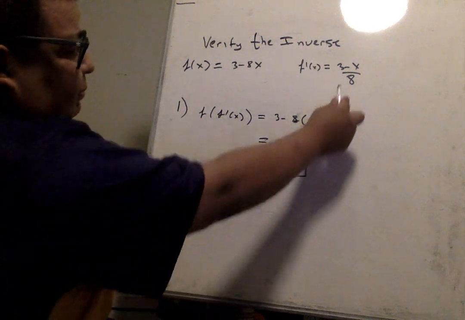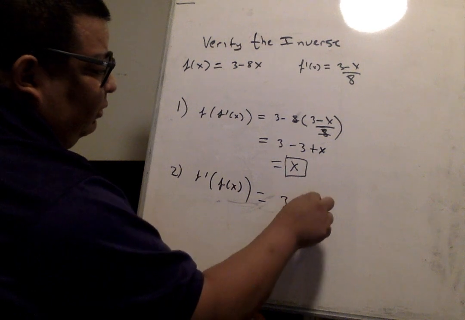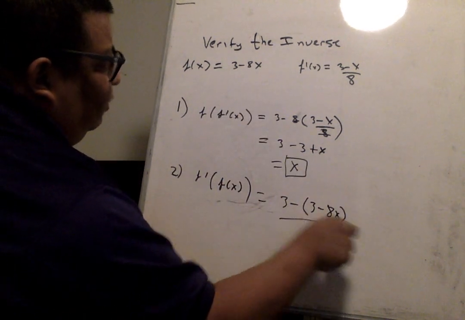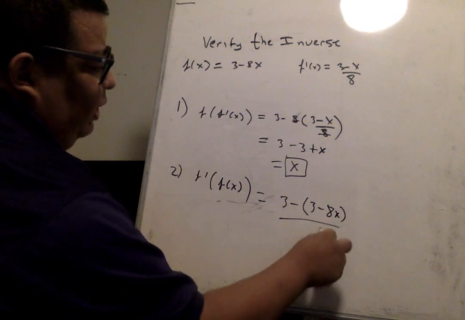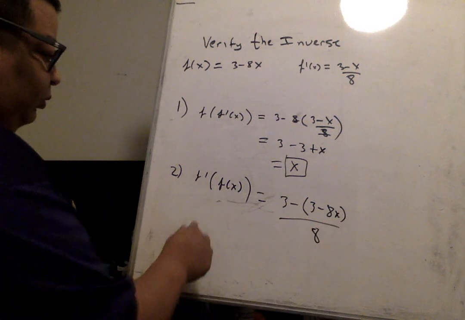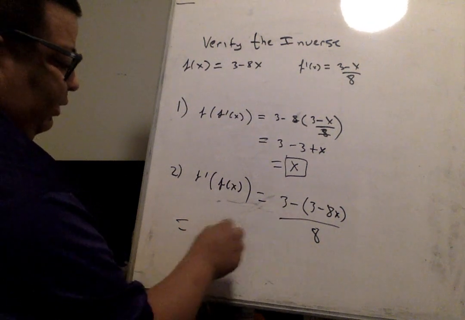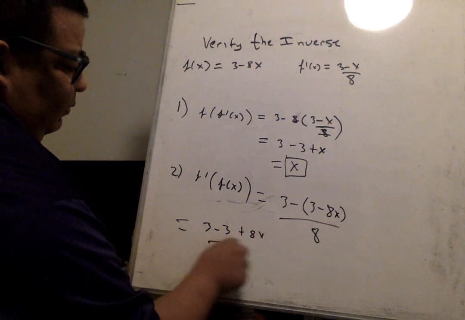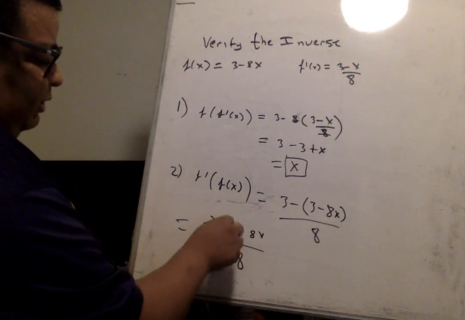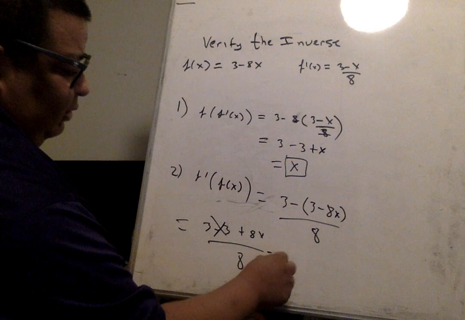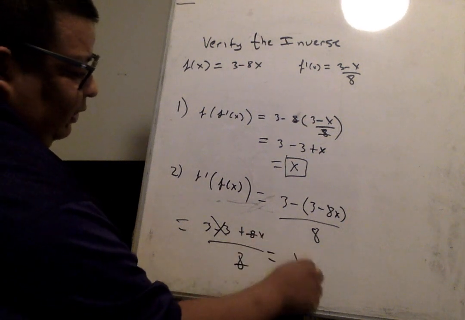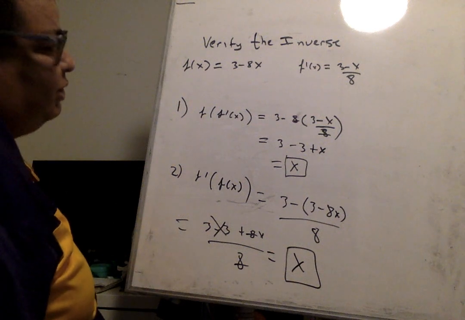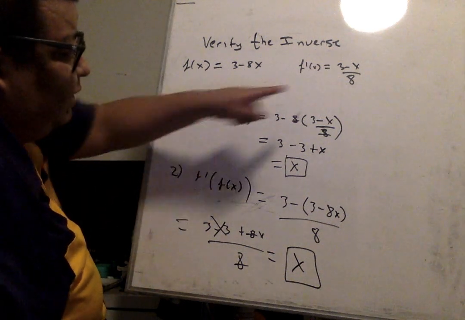Okay, so now we take the inverse, we do 3, and we plug in this here: (3 minus 8x) all over 8. So okay, let's combine. 3 minus 3 plus 8x, all over 8. So this cancels. We're left with 8x over 8. We cancel the 8, so we're left with x. Once again, we get x and x. That means that we do have an inverse, and that's the inverse.